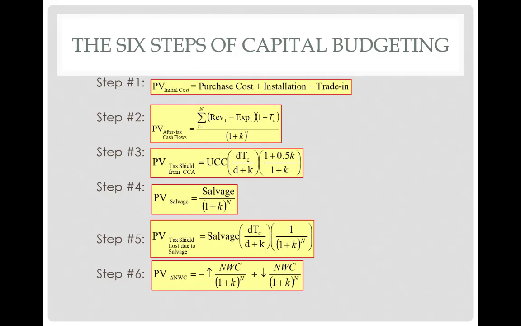Step 2, take the present value of your after-tax cash flows. Step 3, there's your tax shield from CCA. Step 4, there's the present value of the salvage value. Step 5, there's your tax shield lost. And then step 6, there's the present value of your net working capital. That's an outflow in today's dollars and then an inflow at some point in the future.